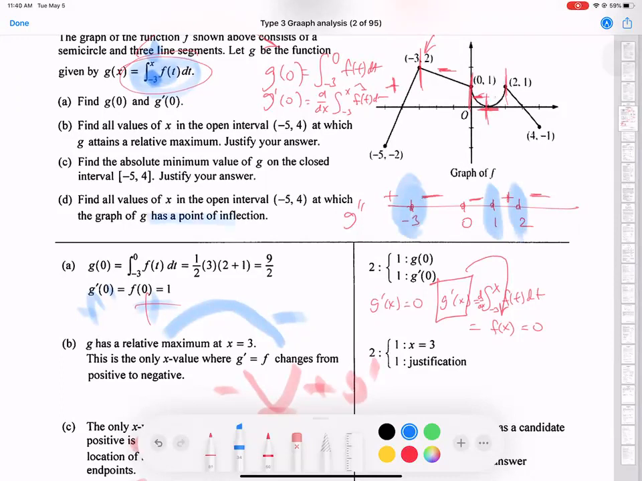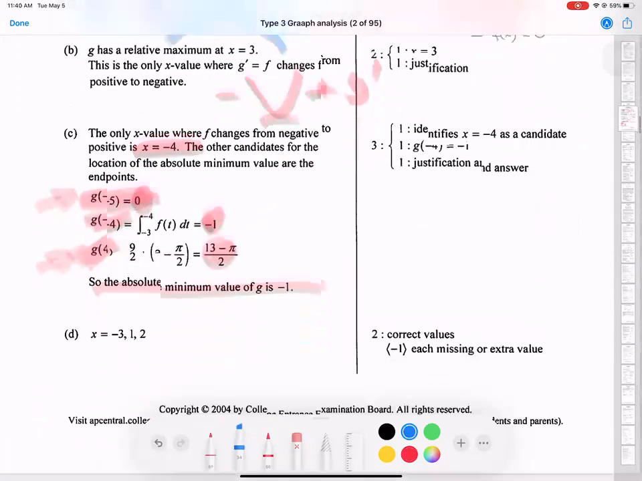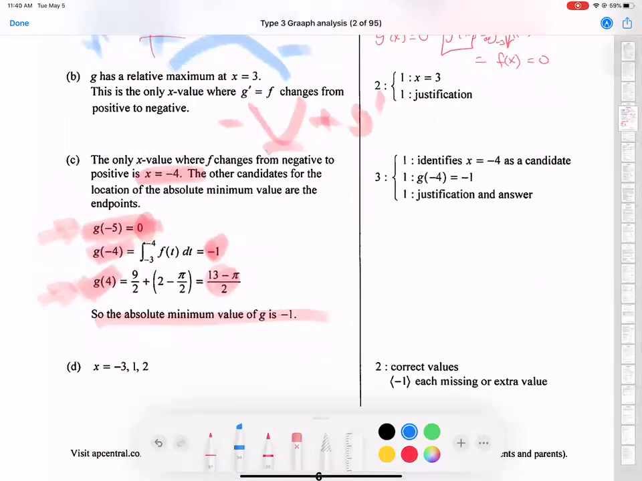So stick straight to that definition of point of inflection. Second derivative, change signs. So -3, 1, 2. Okay.